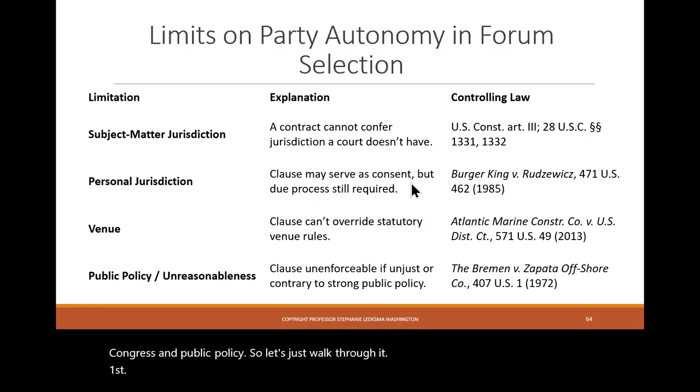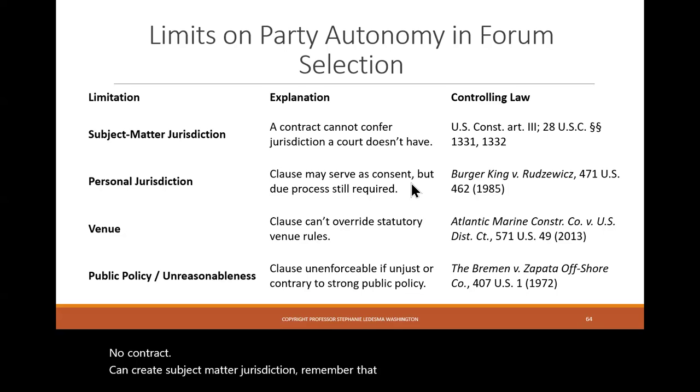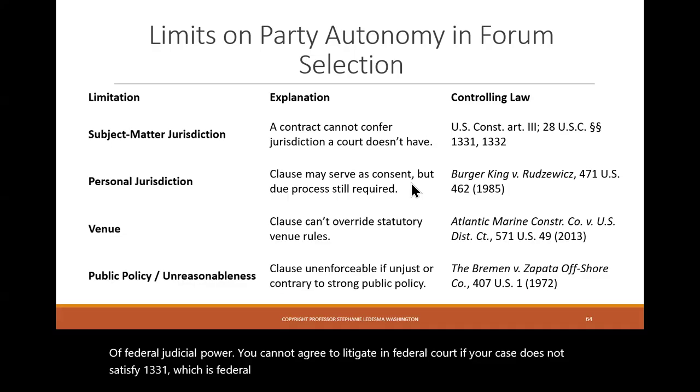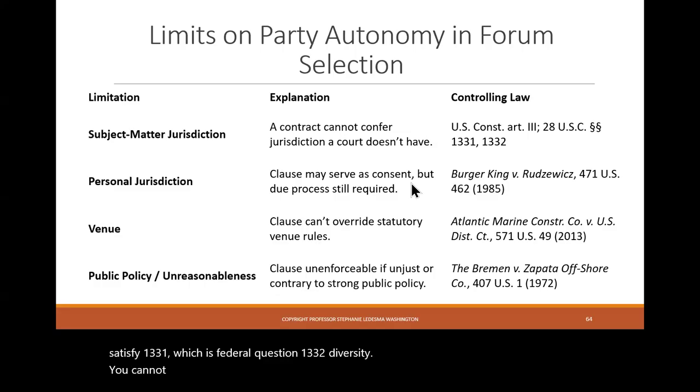First, subject matter jurisdiction. No contract can create subject matter jurisdiction. Remember that, right? Subject matter jurisdiction is not waivable. The Constitution and Congress alone define the scope of federal judicial power. You cannot agree to litigate in federal court if your case does not satisfy 1331, which is federal question, or 1332, diversity. You cannot litigate a state claim in federal court unless, right, what? You're following? 1367, right?